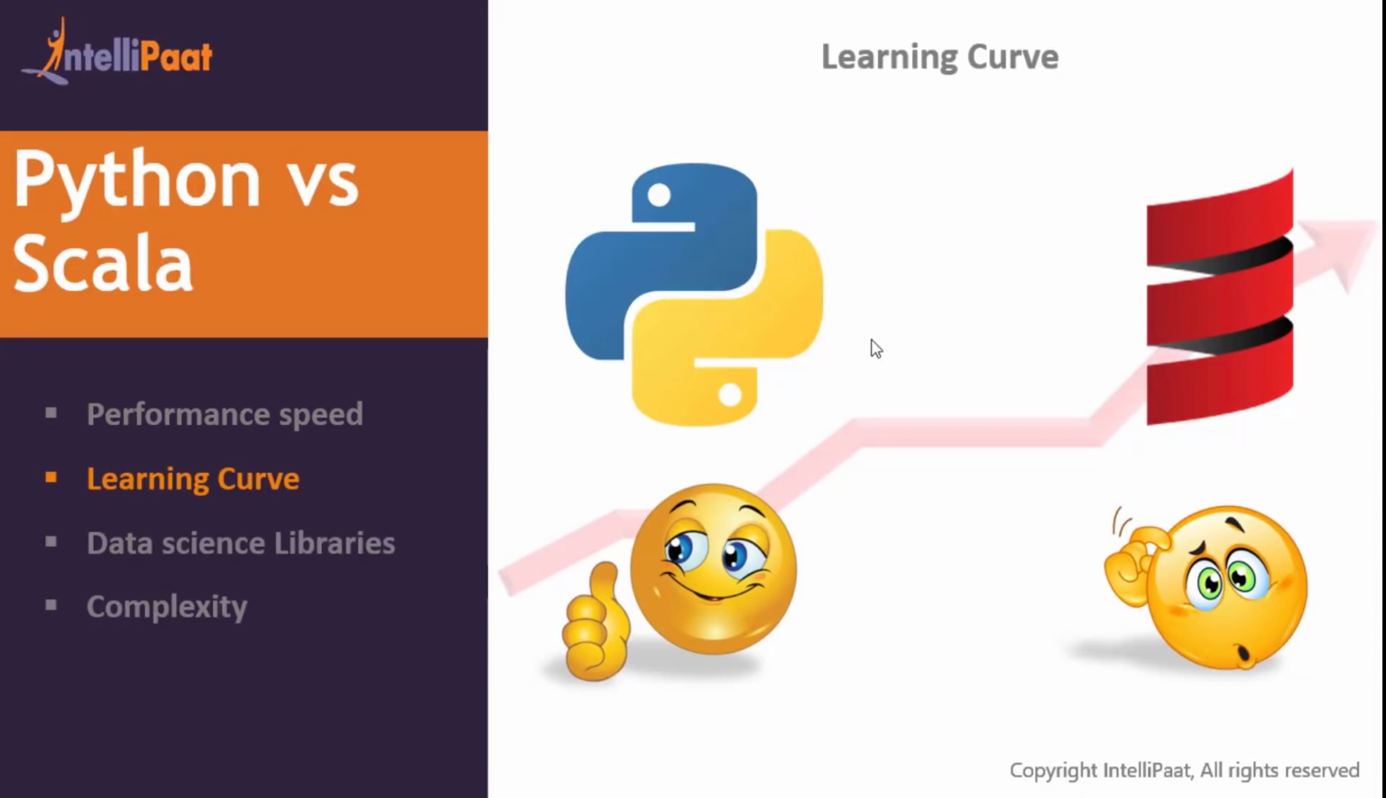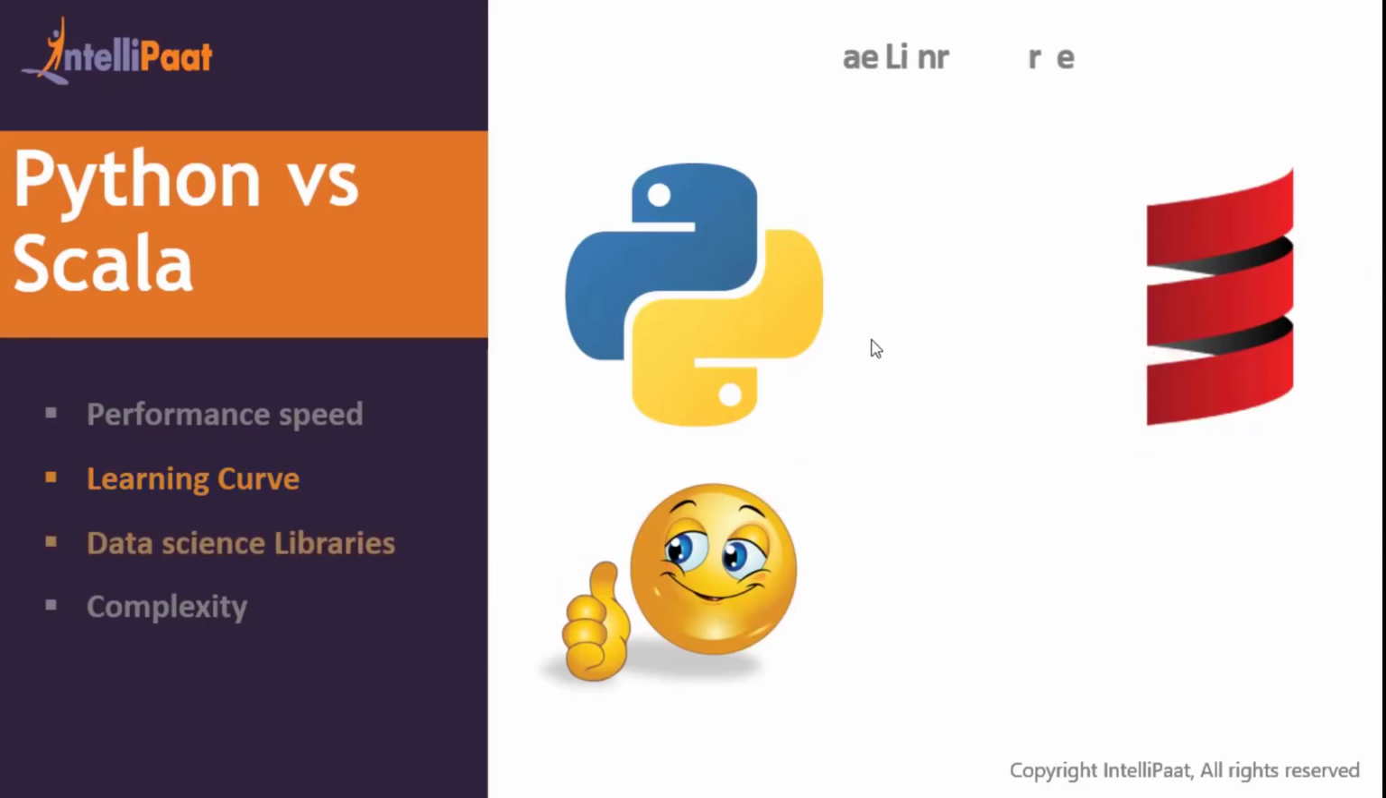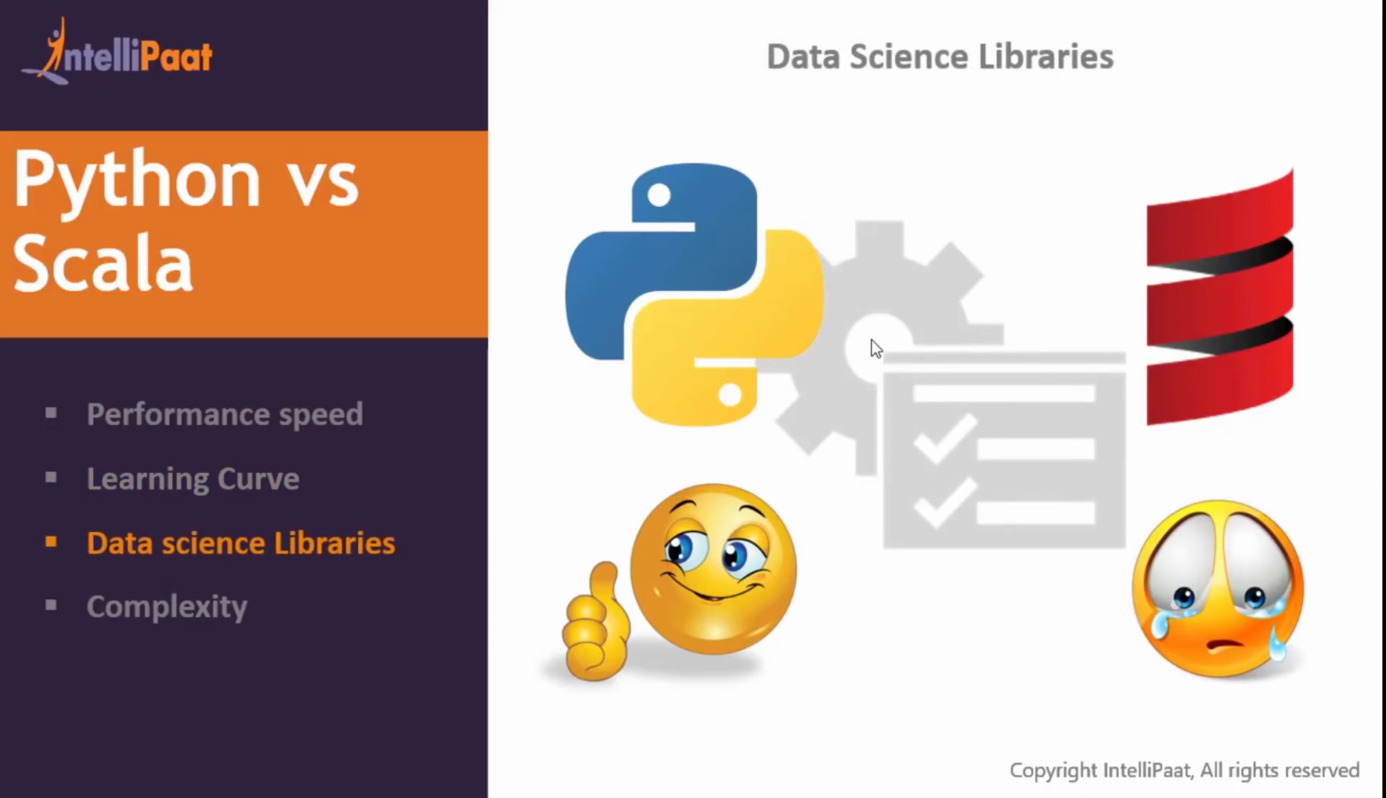Alright, so next we have the learning curve. Python is known for its easy syntax, and being a high-level language, it is easier to learn. Whereas Scala has an arcane syntax which makes it hard to learn, but once you get a hold of it, you'll see that it has its own benefits. Alright, next is the data science library. Python supports many data science and machine learning libraries. But on the other hand, Scala lacks proper data science libraries and tools. Scala does not have proper local tools and visualizations.